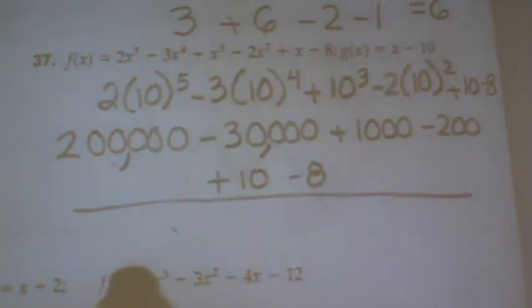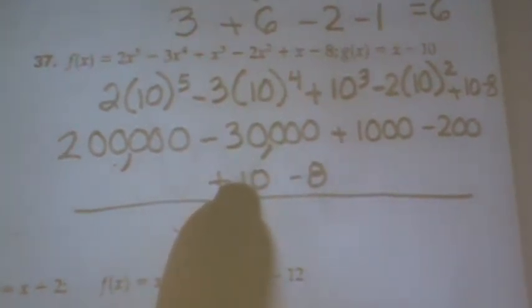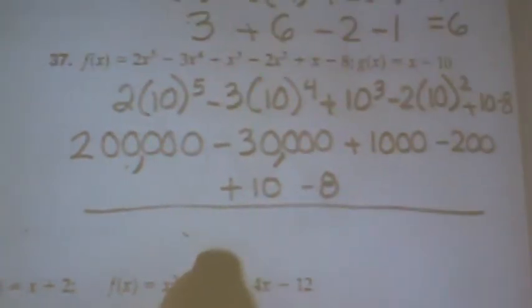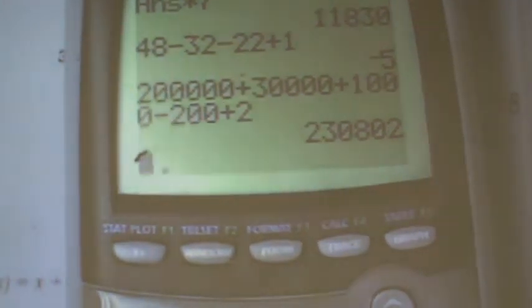Anyone have that answer? 200,000 minus 30,000 plus 1,000 minus 200, and then I'm just doing 2 plus 2. This is what I got. 230,802.